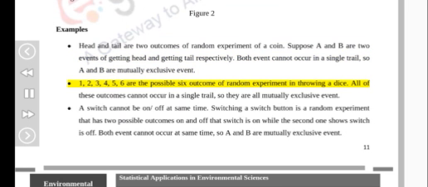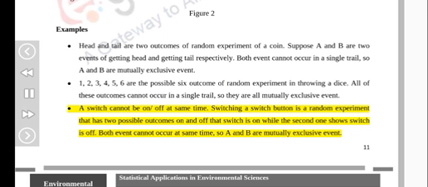1, 2, 3, 4, 5, 6 are the 6 possible outcomes of the random experiment of throwing a dice. All of these outcomes cannot occur in a single trial, so they are all mutually exclusive events. A switch cannot be on and off at the same time. Switching a switch button is a random experiment that has 2 possible outcomes, on and off; the first shows the switch is on while the second one shows the switch is off. Both events cannot occur at the same time, so A and B are mutually exclusive events.